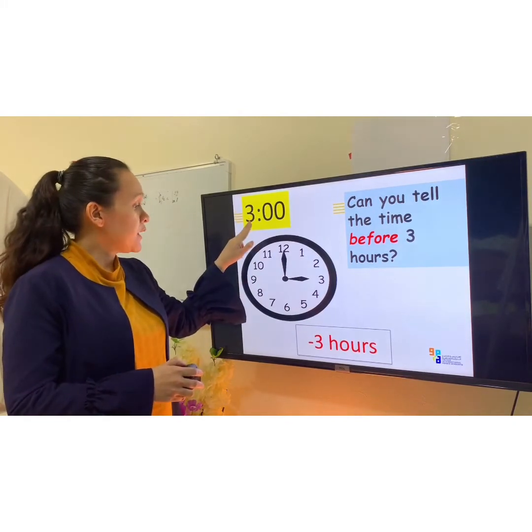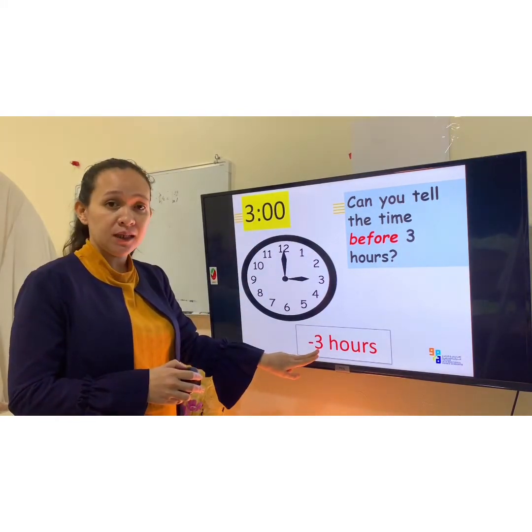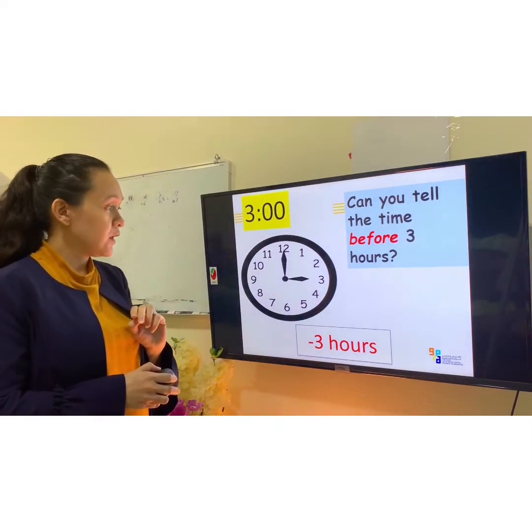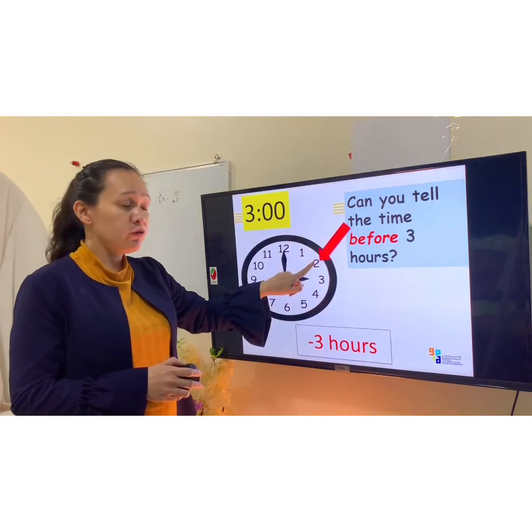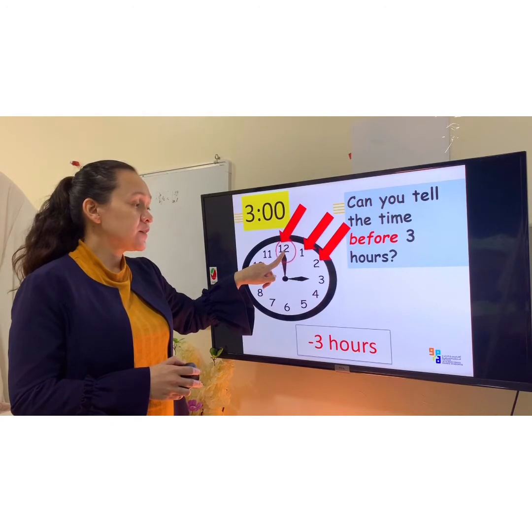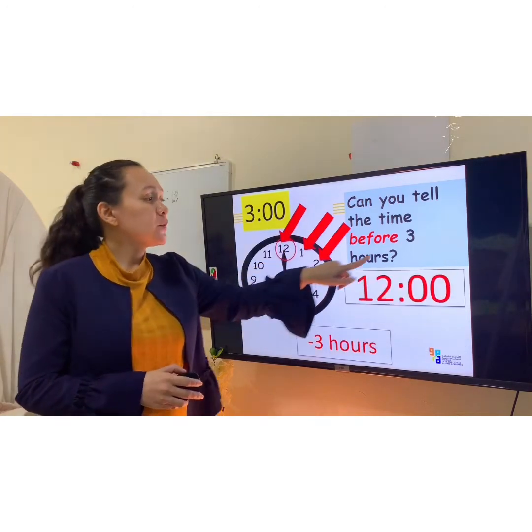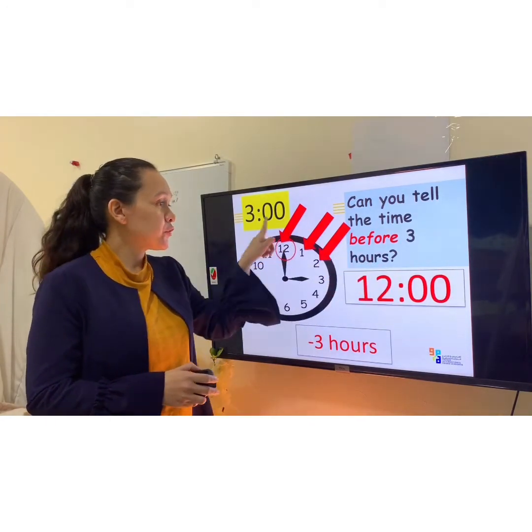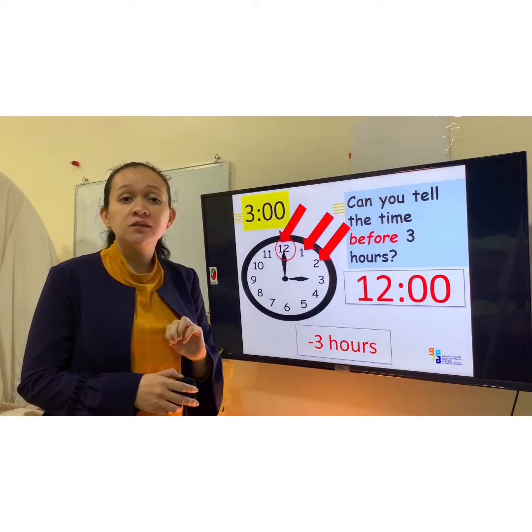So from 3, you're going to minus 3. Now let's start counting back. 3, 2, 1, and 12. So the time is 12. So 3 hours before 3, the answer is 12.